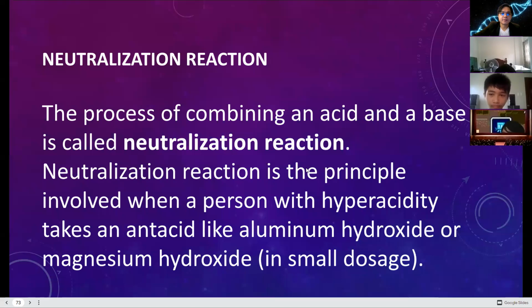Okay, good morning, grade 7. We are now in the last part. This is the end part of the module. And at the same time, this is the neutralization reaction. This is to neutralize the acid and base reaction.